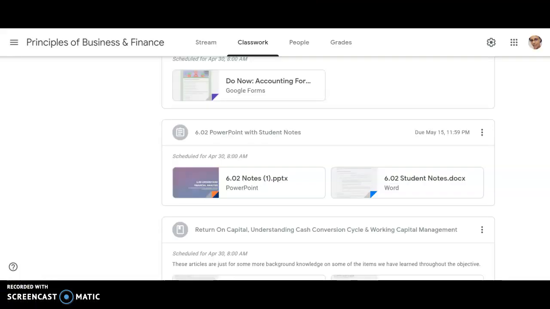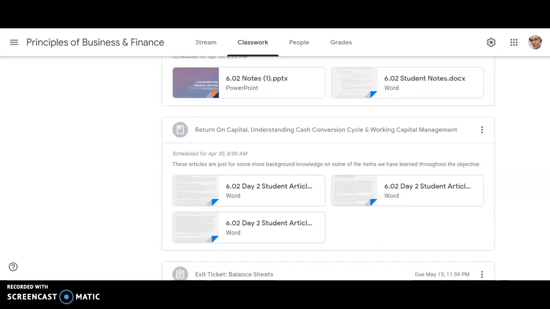So you have your due now today, which focuses on the accounting forms that we learned about yesterday. You have the student notes that go with the PowerPoint that I just went through. You're given 3 different articles and there is no assignment with it. These are just strictly some background knowledge. So I want you guys to glimpse at them, take a look at them, make sure you kind of got a good understanding of it, just to make sure that you understand some activities that go on with the return on a capital investment, the cash conversion cycle, and then the working capital management.